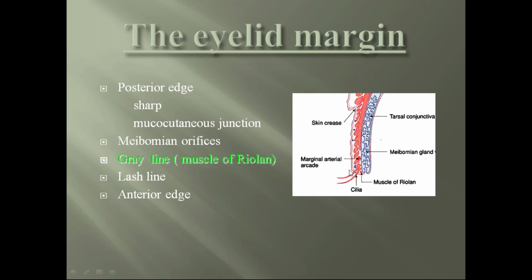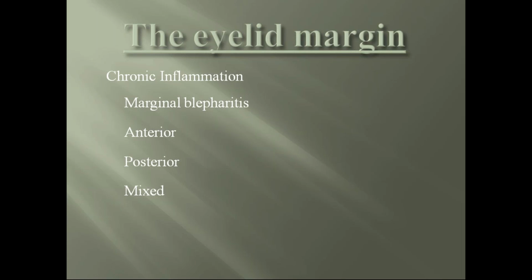This is the anterior margin. This is the central line called the gray line, and this is the posterior margin. Between the gray line and the posterior margin are the openings of the meibomian glands. Between the gray line and the anterior margin are the openings of the eyelashes, where the eyelashes come out. So when there is a chronic inflammation of the eyelid margin, you call it blepharitis.